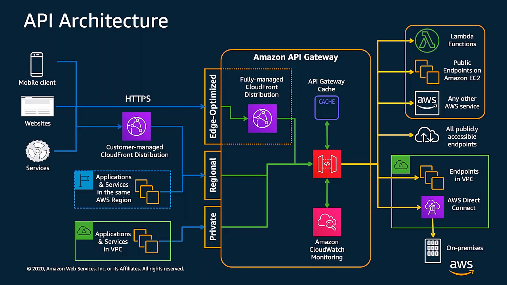When you look at an API gateway architecture, it looks similar to the event-driven invocation model. A client, such as a mobile client, website, or service, sends an HTTPS request to your Amazon API gateway, which then invokes a back-end service to fulfill that request. As discussed before, that back-end service can be an AWS Lambda function, public endpoints on Amazon EC2, any other AWS service, or private resources, such as endpoints in your VPC, or even on-premises via AWS Direct Connect.